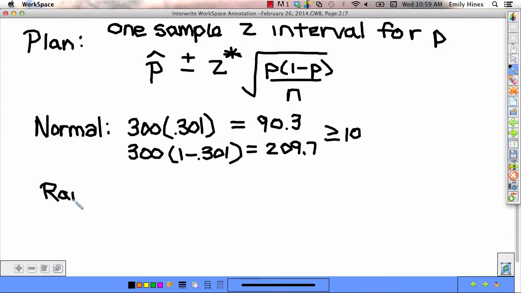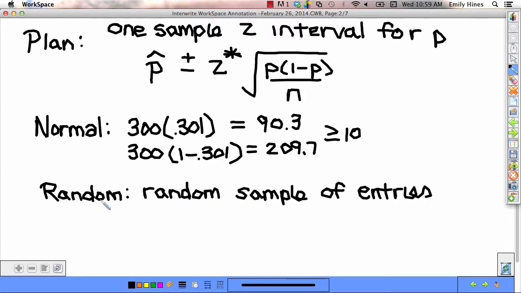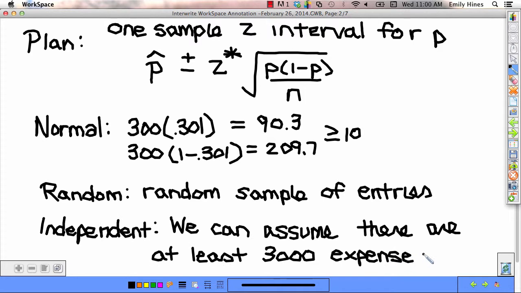Okay, random. You chose a random sample of entries. And independent, we can assume there are at least 3,000 entries. Okay, notice again, these conditions are exactly the same for doing an interval versus doing a test. They are no different, exactly the same.